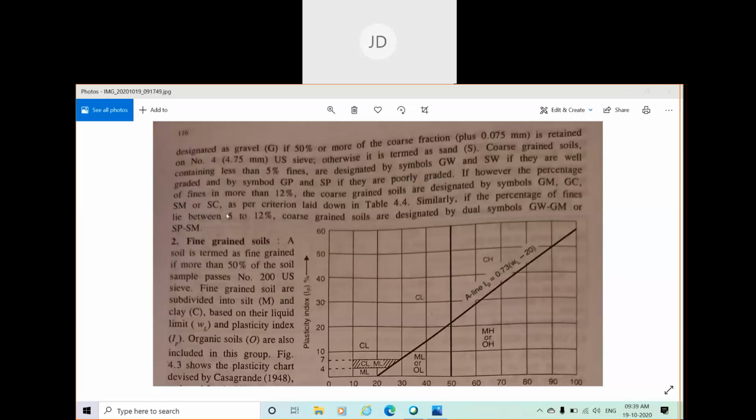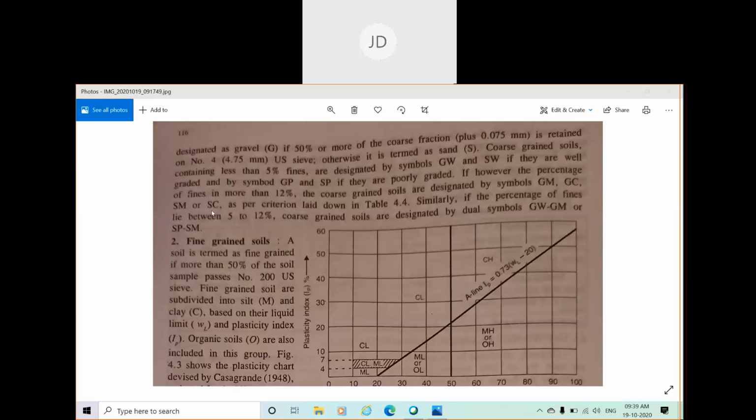Now, how to pronounce this? Suppose a particular type of soil is denoted by SM. That means you have to understand the soil is known as a silty sand. If the soil is denoted by SC, we can term it as clayey sand. From the symbol only you have to understand.